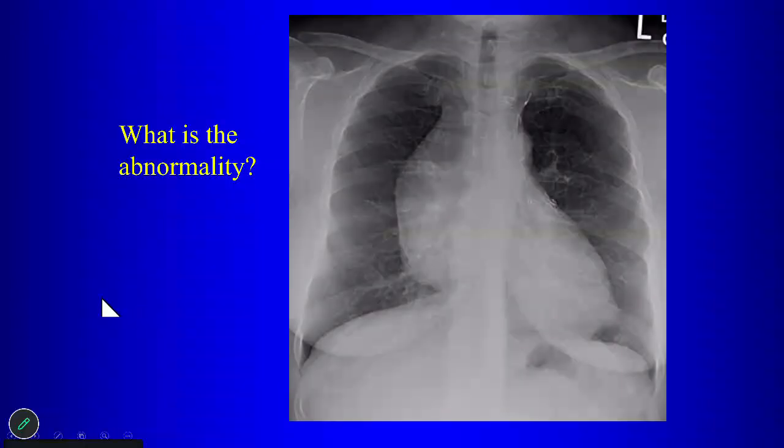Okay. So where's the mass? Well, there's this big thing over here, but where is it? Is it a hilar mass or not? Actually, no, you can see the... Yes, so there is a hilum overlay sign. You can see the pulmonary artery through it. So it is not a hilar mass. That means it is what? Either anterior or posterior. Which is it?